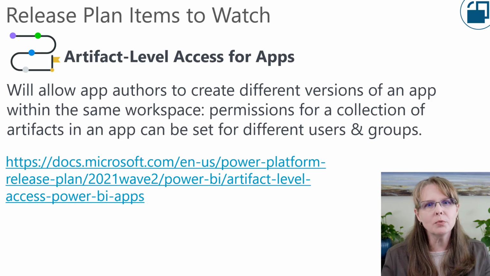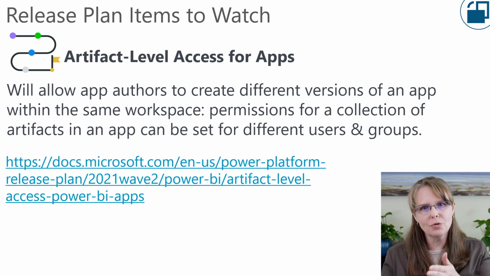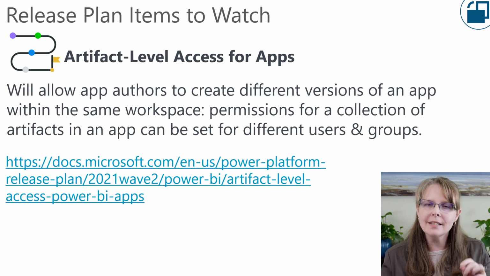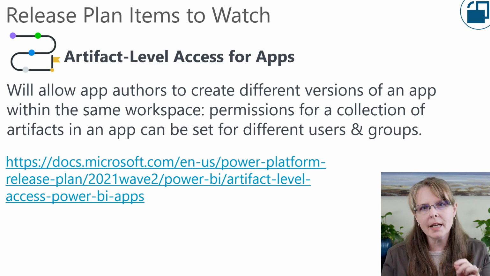However, there's an item on the release plan that states artifact level access is coming. As of now, it's targeted for public preview in March 2022. I think this is going to be a pretty big deal. The way I understand it, we'll be able to have different versions of an app within the same workspace. We'll be able to mix and match what workspace artifacts are in a collection and set the permissions for that collection to different users and security groups. If you've ever had to set up multiple workspaces to accommodate a scenario like that, I think the feature on the roadmap will help. Although it won't technically be multiple apps per workspace, my impression is that it'll accomplish the same thing.